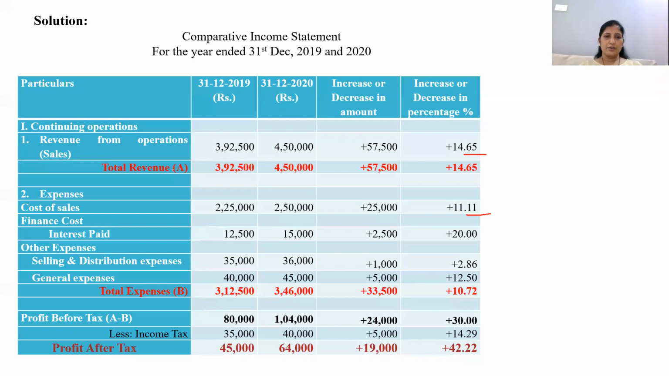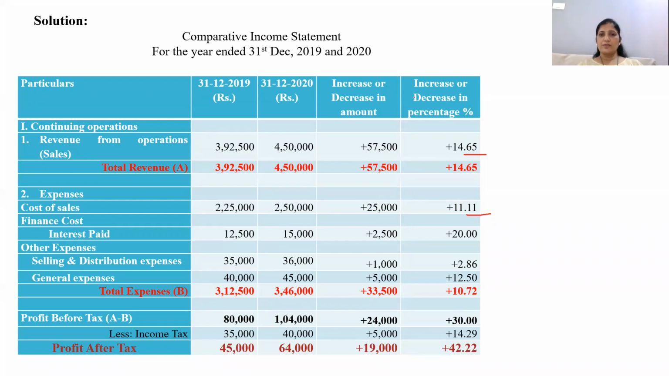First, you will calculate the total revenue, then total expenses. If you deduct total expenses from total revenue, you will get profit before tax. From that, you have to reduce the income tax. Then you will get profit after tax.